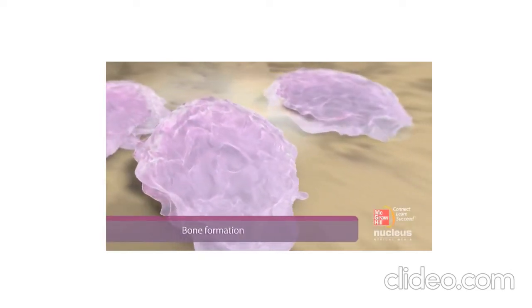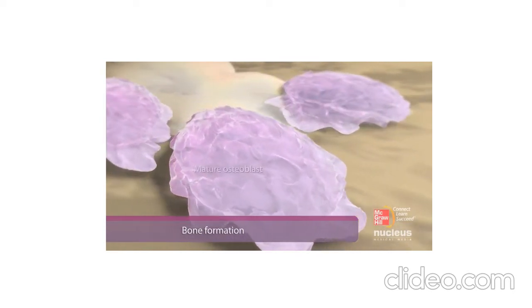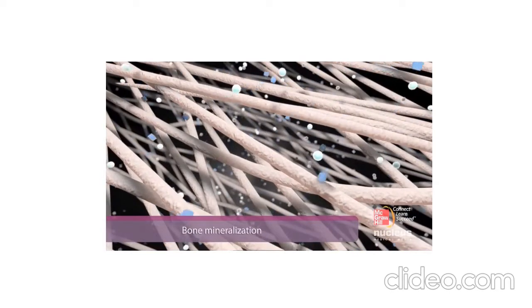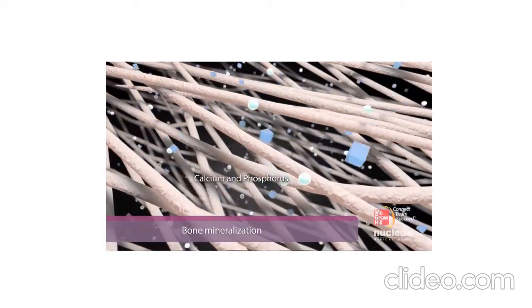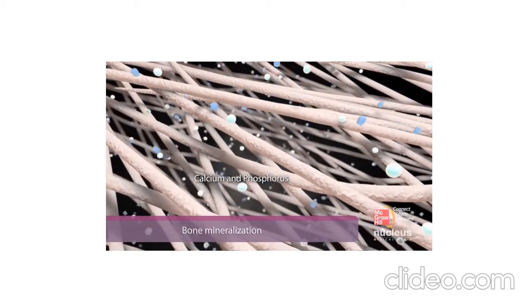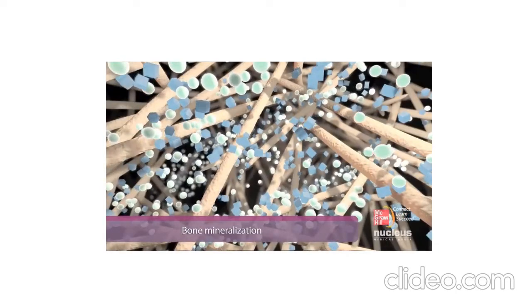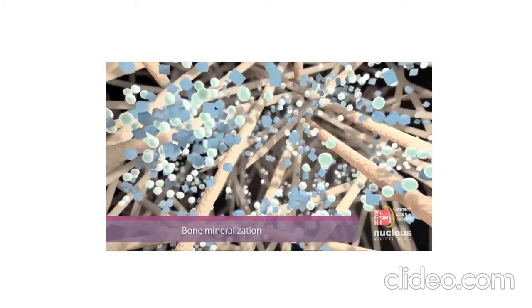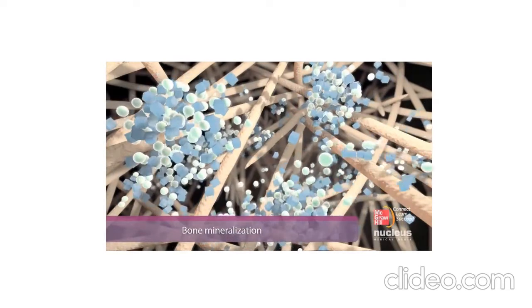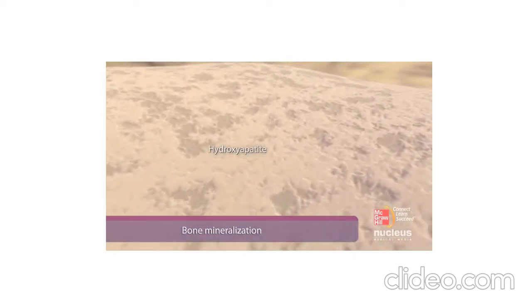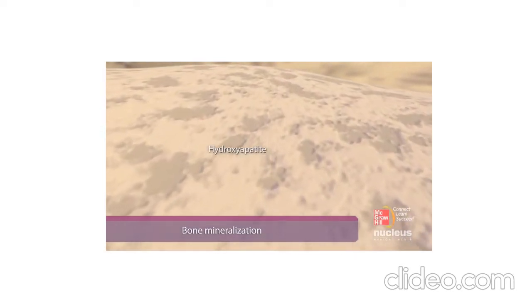In response, bone formation occurs. Mature osteoblasts deposit osteoid, a matrix that contains minerals such as calcium and phosphorus, and a strong, flexible protein called collagen. Calcium and phosphorus crystallize or mineralize the osteoid, then transform into sturdy hydroxyapatite crystals, completing the bone formation process.